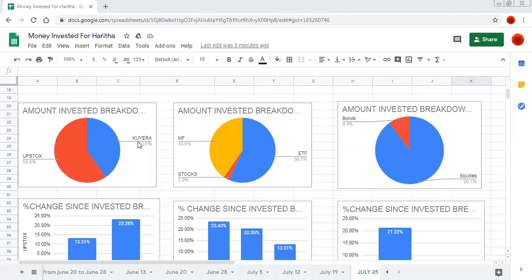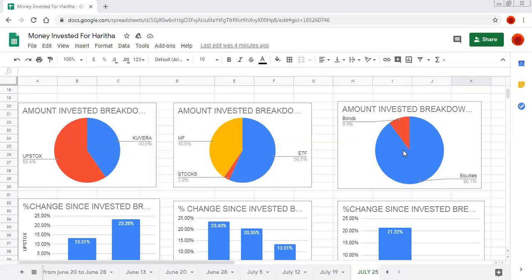Now if you move on to the next pie chart, in this I invested the highest amount in ETF, that is 56.5%, the second highest amount in mutual funds, 40.6%, and the least amount in stocks, 2.9%. This is about the invested vehicle.